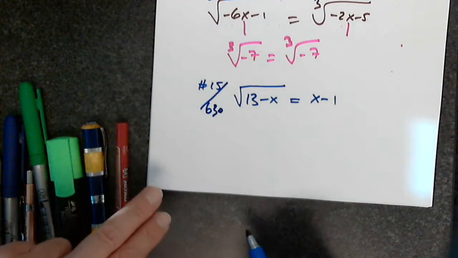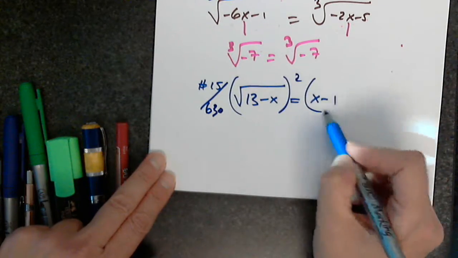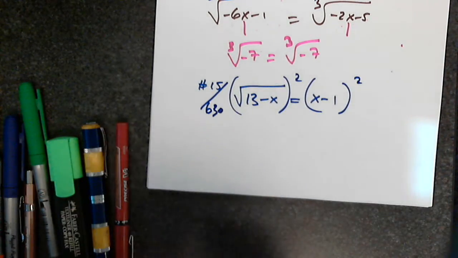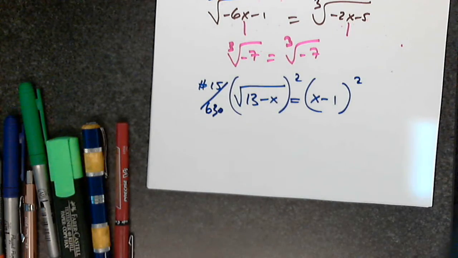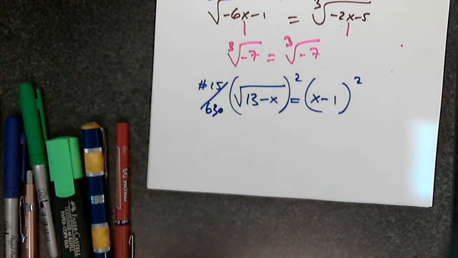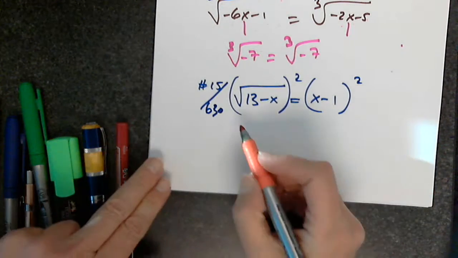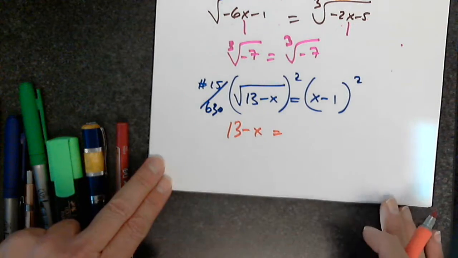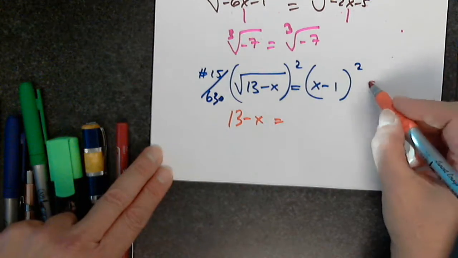Say it again. Very good. Perfect. Remember, we wrote a note. We cannot square term by term. So the left-hand side is 1 unit and the right-hand side is 1 unit. Now I'm ready. When you are. 13 minus x, I agree. The right-hand side. We have a contract.